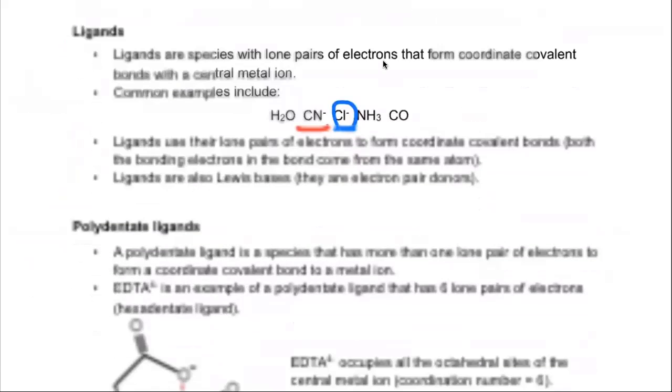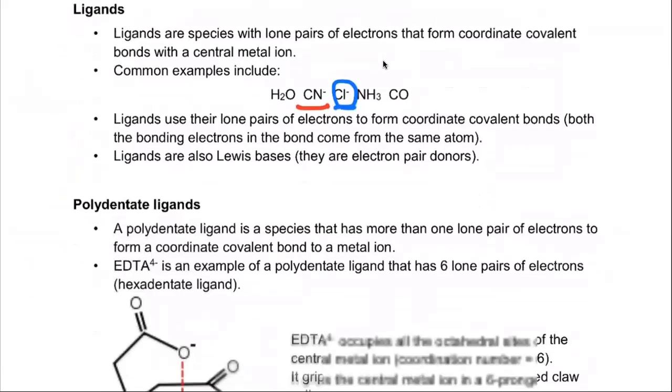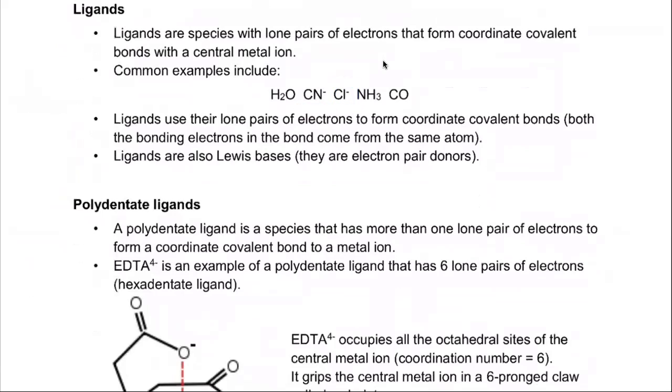All right, so the ligands are what those things with the lone pairs are that cause that coordinate covalent bond to happen to form the complex ion. So the next section really just goes into a little bit of detail about ligands, what they are, and some examples of them. They're the species with lone pairs of electrons that form coordinate covalent bonds with a central metal ion. These are your most common ones. There's more that we'll talk about next time, but these are the most common ones.